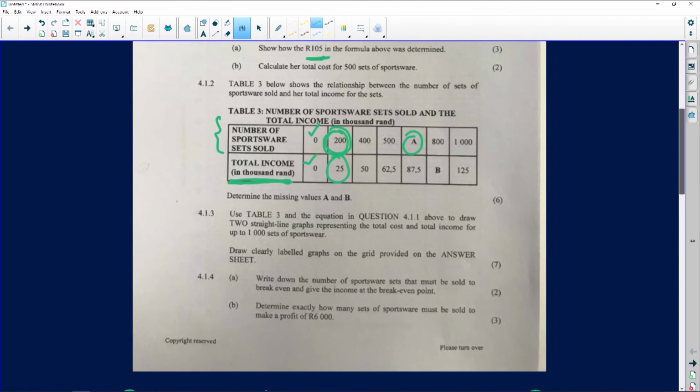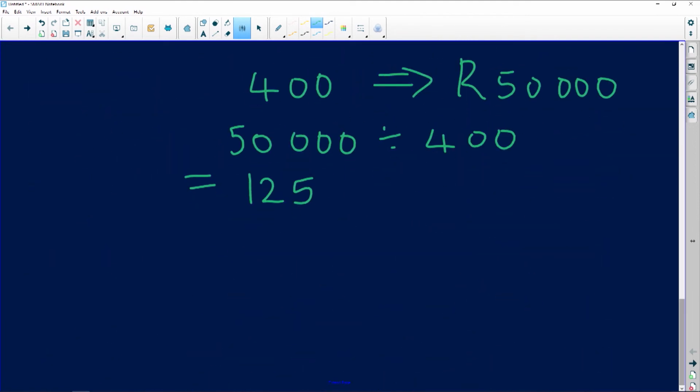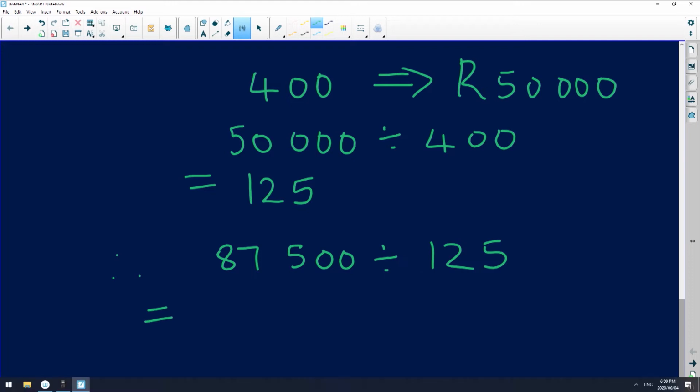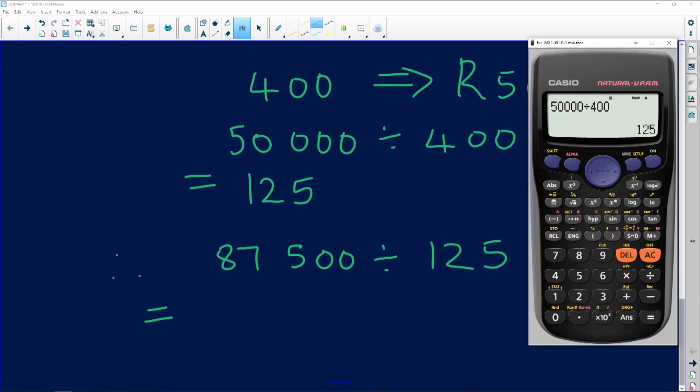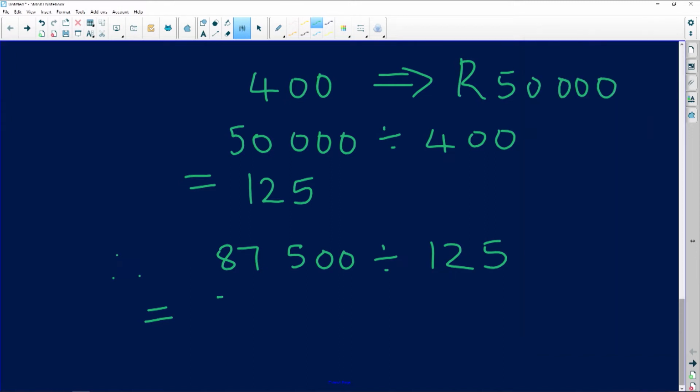That's 87,500. Therefore, 87,500 divided by 125. Let's see if it gives us a number that makes sense, because we want it to make sense at the end of the day. 87,500 divided by 125. That gives me 700. So that means that A is 700 units. So let's see if this makes sense.